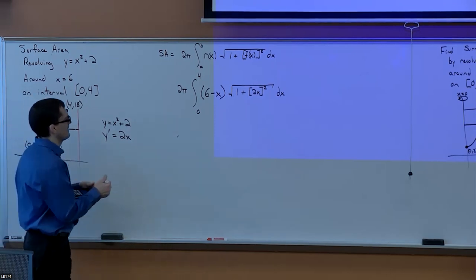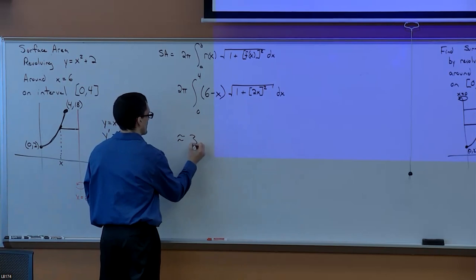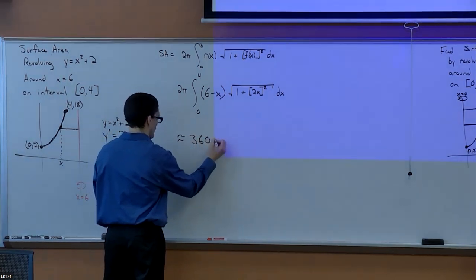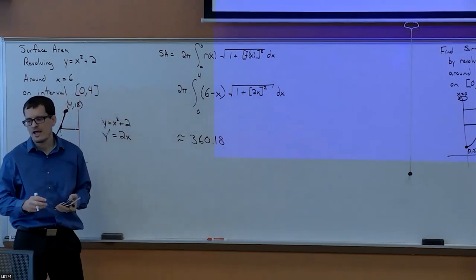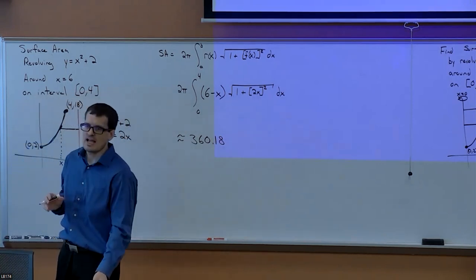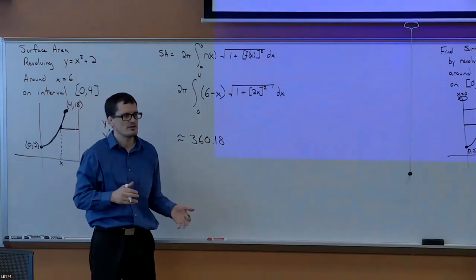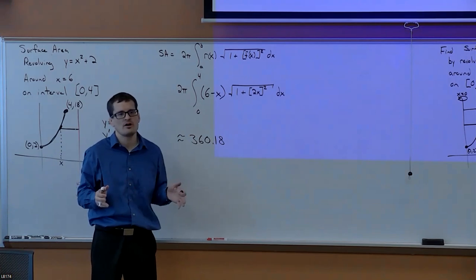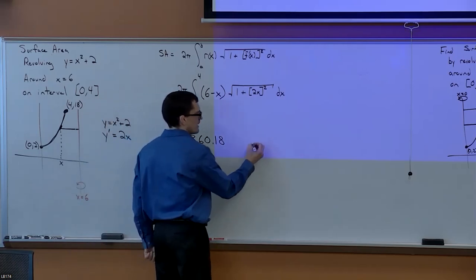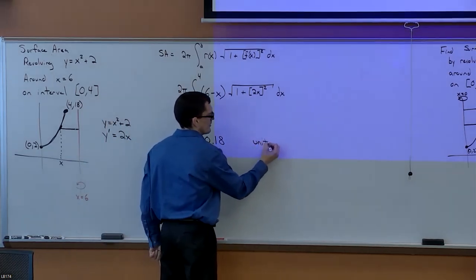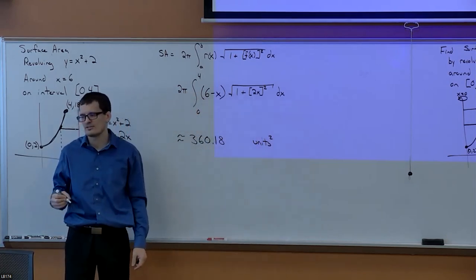When I plugged that in, I got approximately 360.18. Okay. And by the way, I haven't been mentioning units yet. I haven't talked anything about units, but hopefully we know that if we're talking about an area, it's whatever units that I'm dealing with squared, right? All areas are square units.